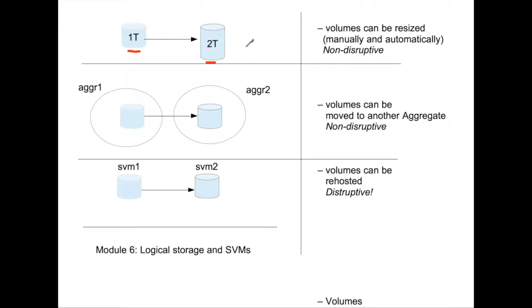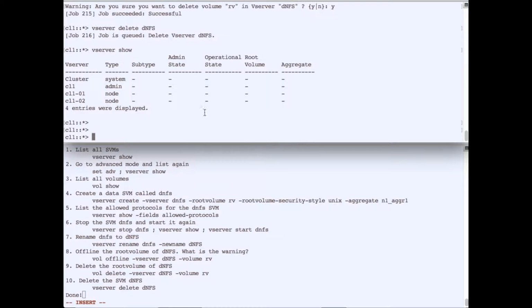You can shrink them either automatically or manually, and this is all non-disruptive. Another thing you can do is you can move a volume from one aggregate to another aggregate in the same cluster. And thirdly, you can move the volume from one SVM to another SVM. Important remark, this is disruptive. Whether you have SAN or NAS, it is disruptive when you rehost a volume to another SVM. This, by the way, does not mean that the data gets moved. This is just changing the administration of the volume from one SVM to another SVM.